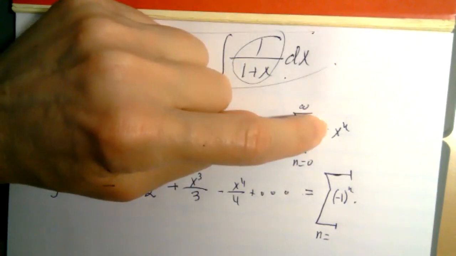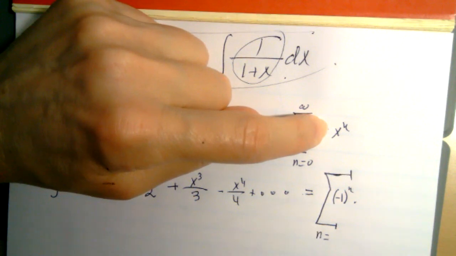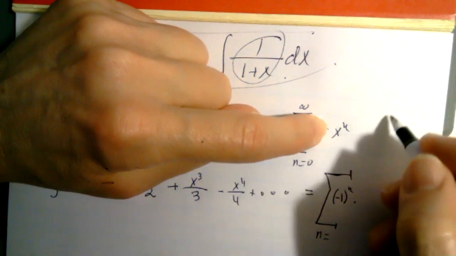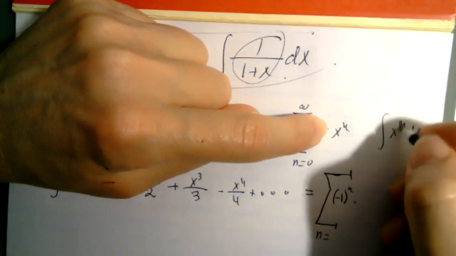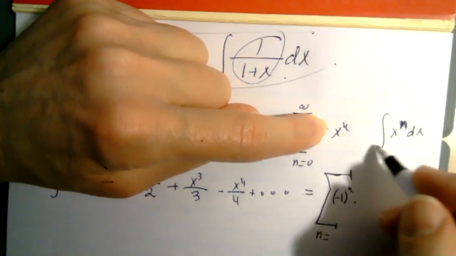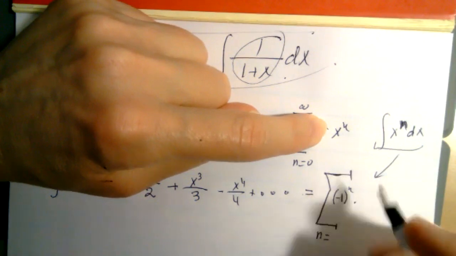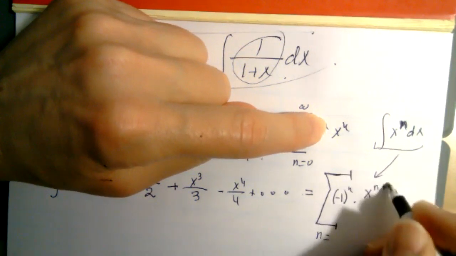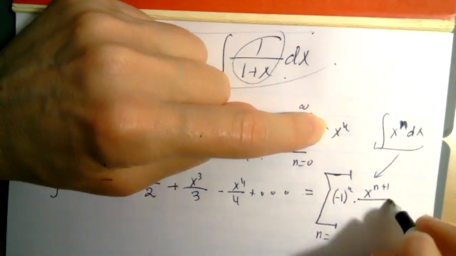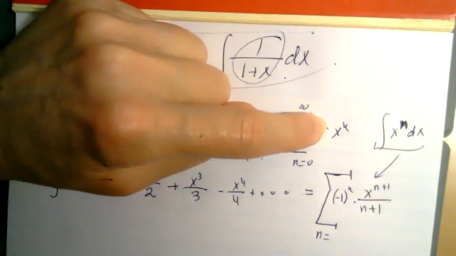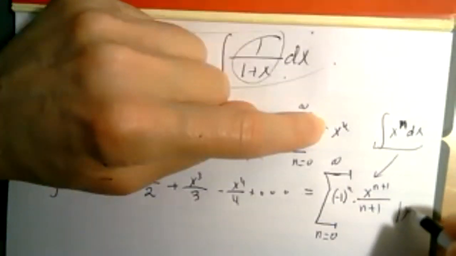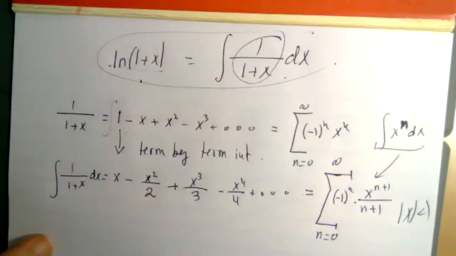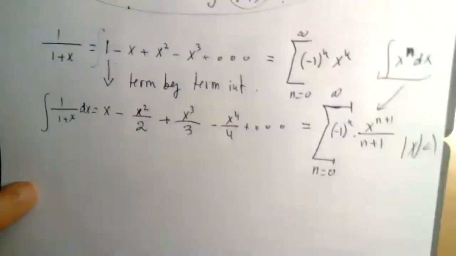What's the antiderivative of x to the n in general? So now I'm doing the term-by-term integration. It means I'm asking myself, what's the antiderivative of x to the n? But we know n is a constant power. So the antiderivative of that is going to be x to the n plus 1 over n plus 1. And n equals 0 to infinity. And it holds when absolute value of x is less than 1. We're almost at the end of the problem.